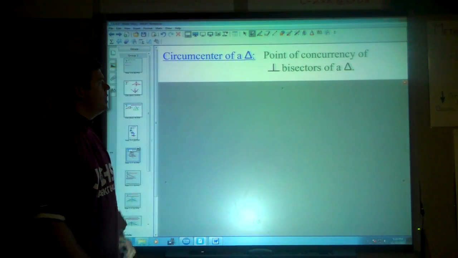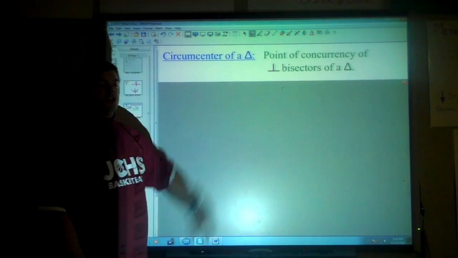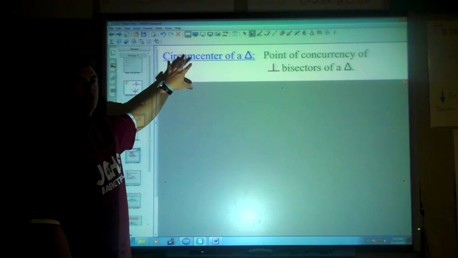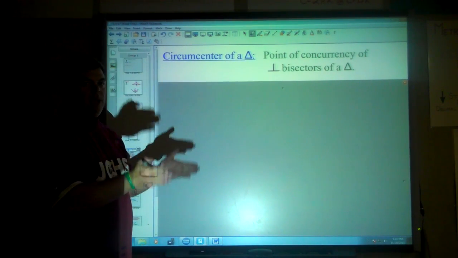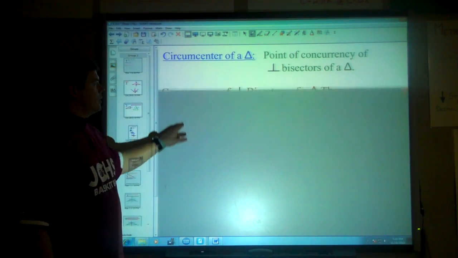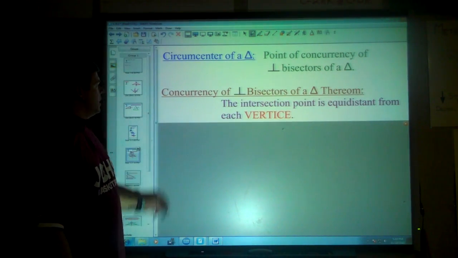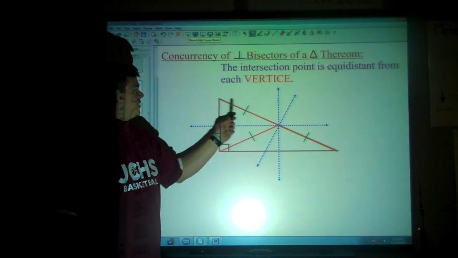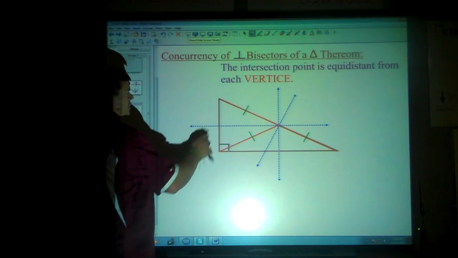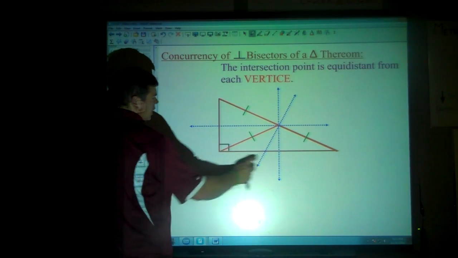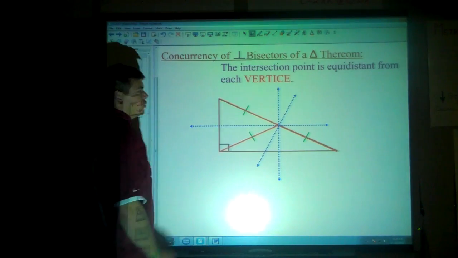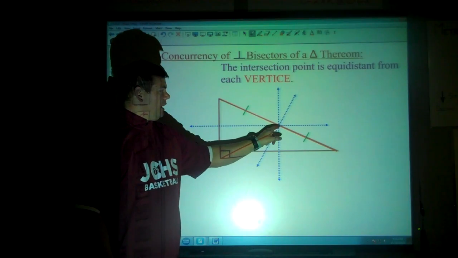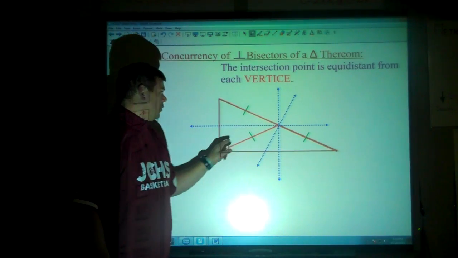Now, specifically speaking, that point of concurrency has a special name when we're dealing with perpendicular bisectors. We call it the circumcenter. The circumcenter of a triangle is where the three perpendicular bisectors come together. Alright? And what's interesting about that point of concurrency is that they will all be the exact same distance from the vertices. So this is a vertex here, this is a vertex here, and this is a vertex here. Since this is a right triangle, we know the perpendicular bisectors will be located on it. Where that point is the exact same distance to all the angles.